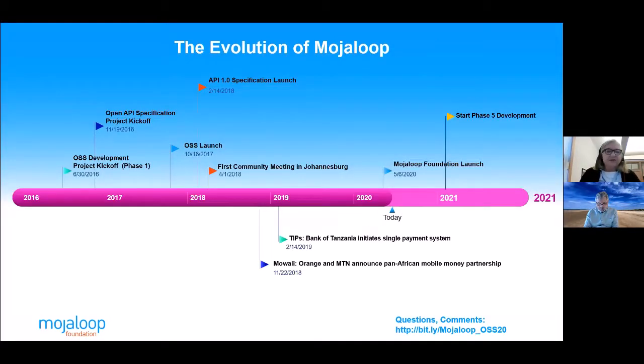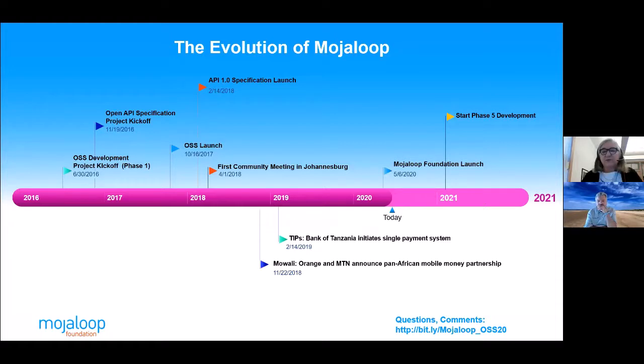The Mojaloop Foundation was formed this year, as I mentioned, but we've had a lot of history since 2016, where we kicked off the project as an open source development effort. We've gone through three full phases of development over those years. We're now in phase four of development, wrapping that up this year, and we'll move into phase five. So we have a pretty robust code base already in place, and in fact have several deployments underway.